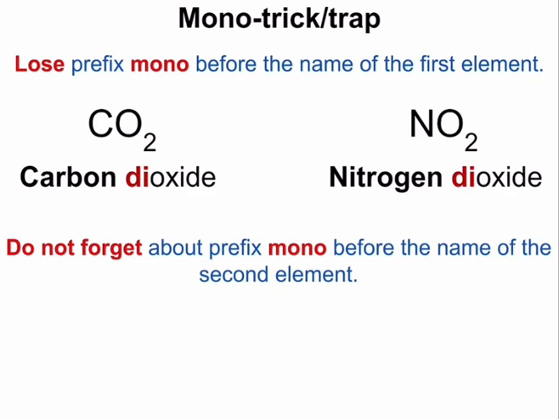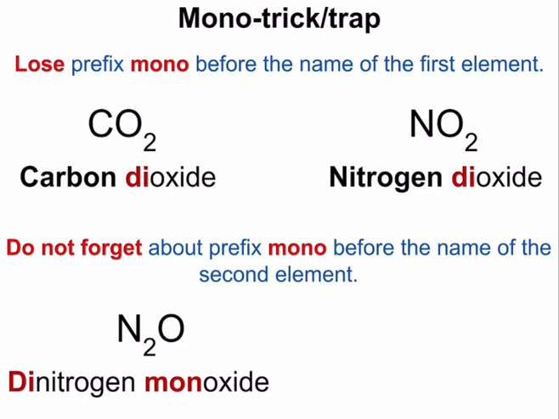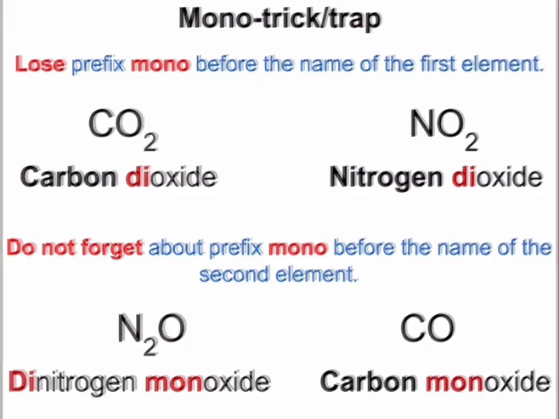Interestingly, we are not allowed to drop prefix mono if it applies to the second element in the compound. For example, this compound is called dinitrogen monoxide, and we are not allowed to drop prefix mono before the word oxide. Carbon monoxide represents a combination of both of these rules. Prefix mono is dropped before the first element and kept before the second.